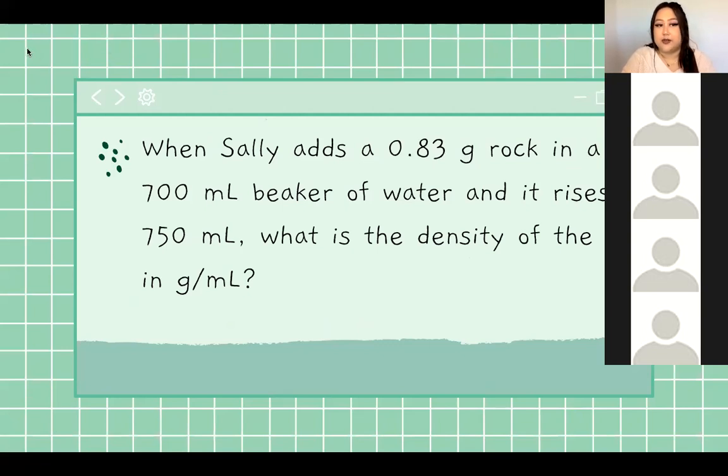So this is a different version of a density problem. When Sally adds a 0.83 gram rock in a 700 milliliter beaker of water, and it rises to 750 milliliters, what is the density of the rock in grams per milliliter? So I'm going to give you all a couple of minutes to solve this, and then we'll come back together and see what everyone got, okay?